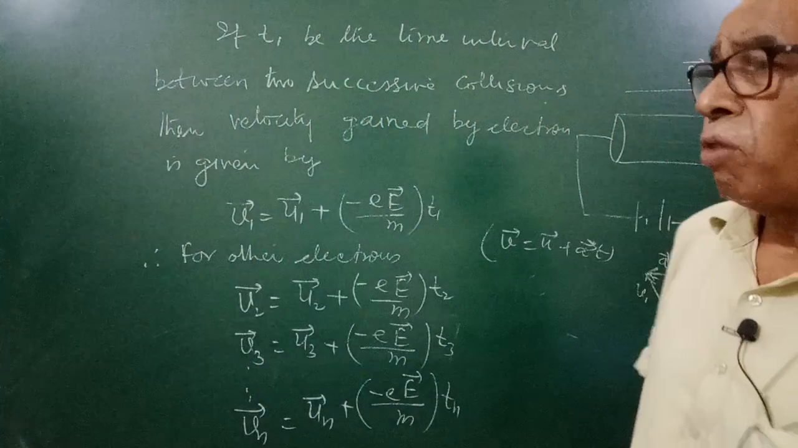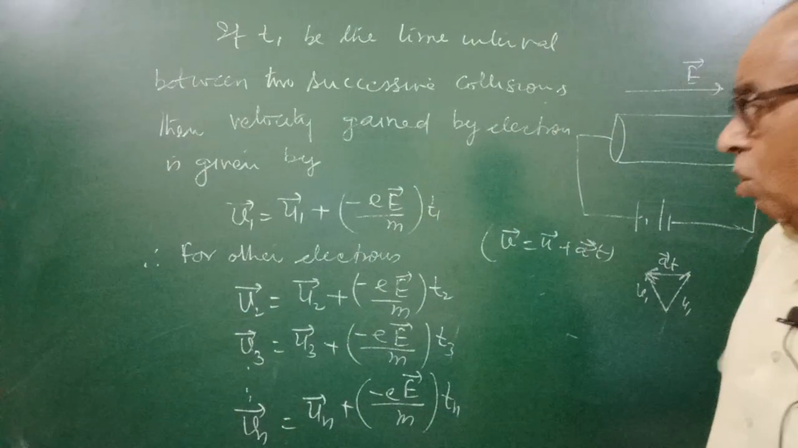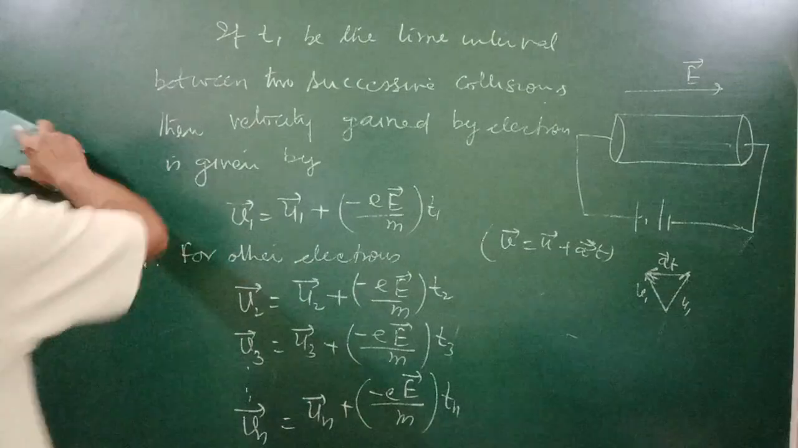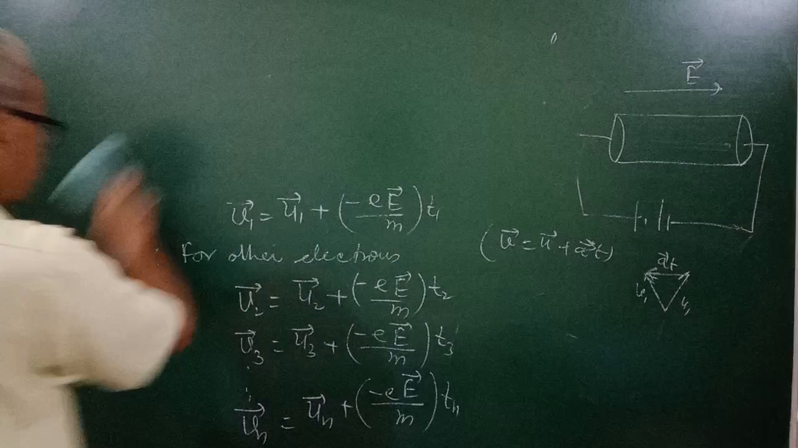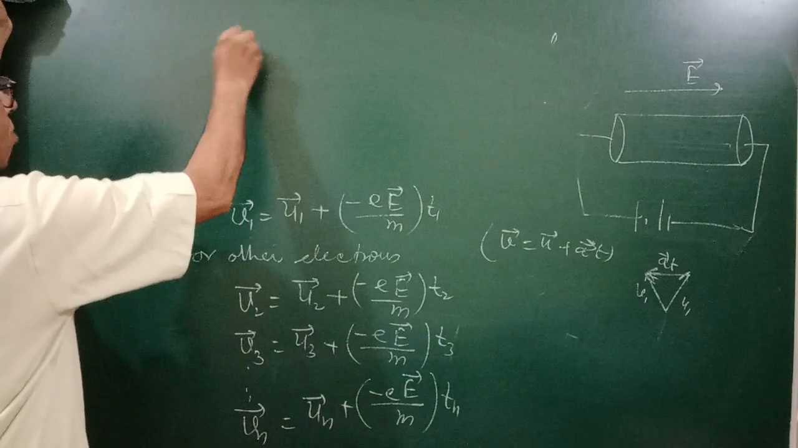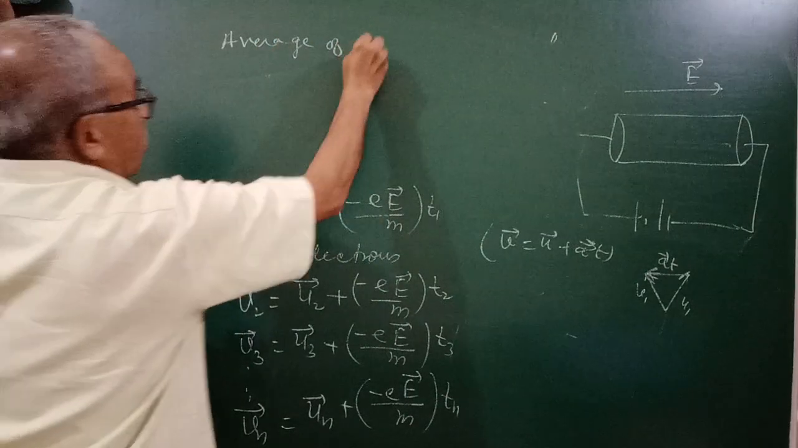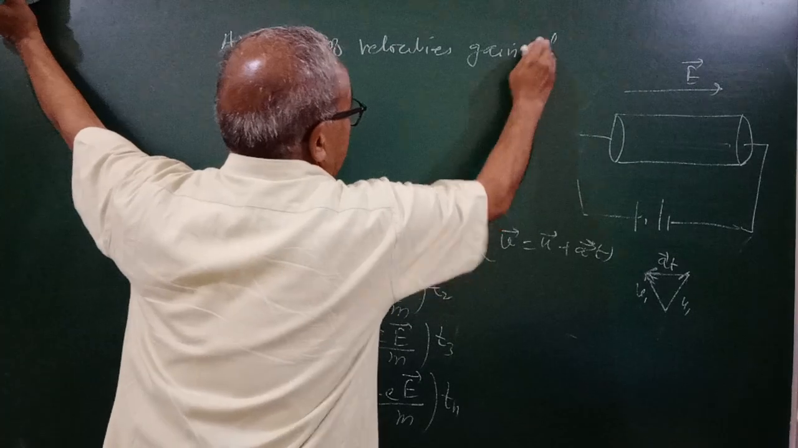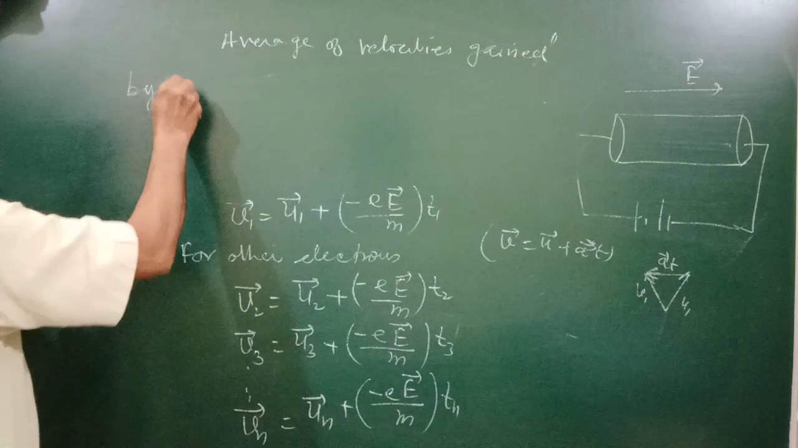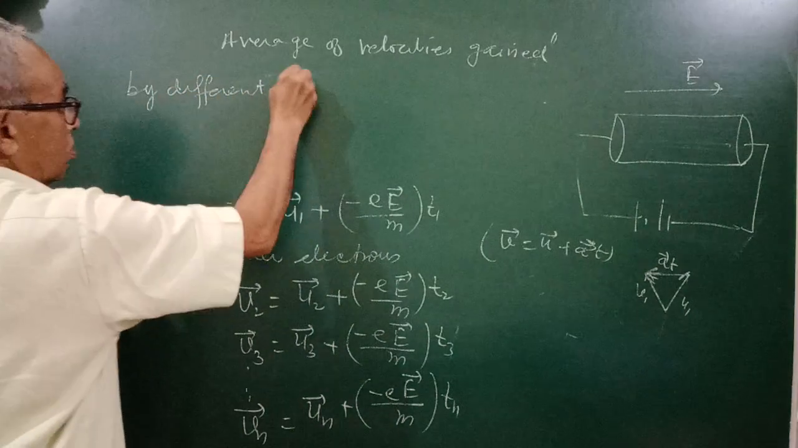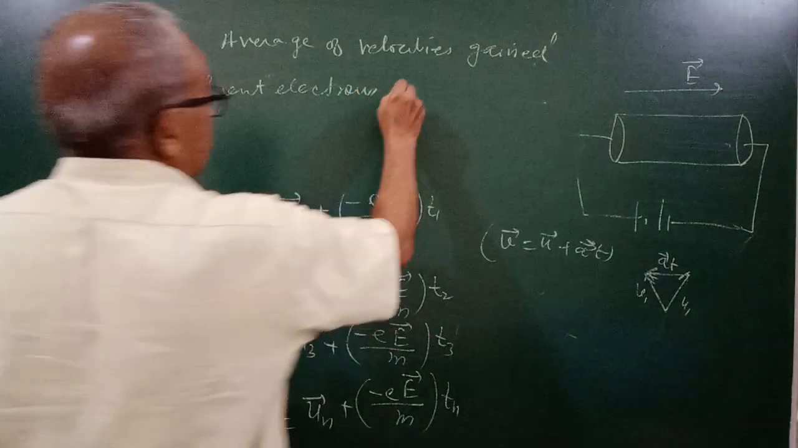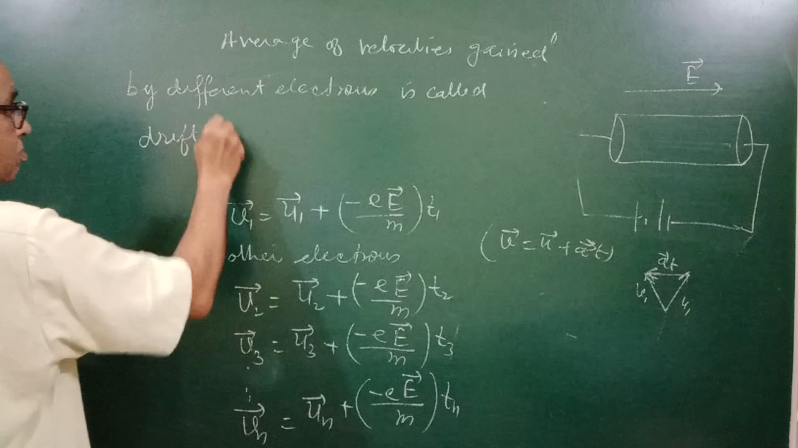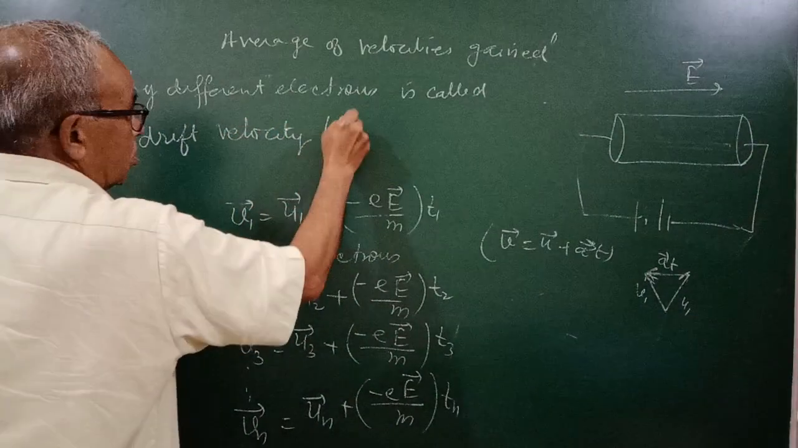So different electrons will have different times of collision, and hence the velocity gained by them between two such collisions is given by these equations. The average of the velocities gained by different electrons is called drift velocity, vd.